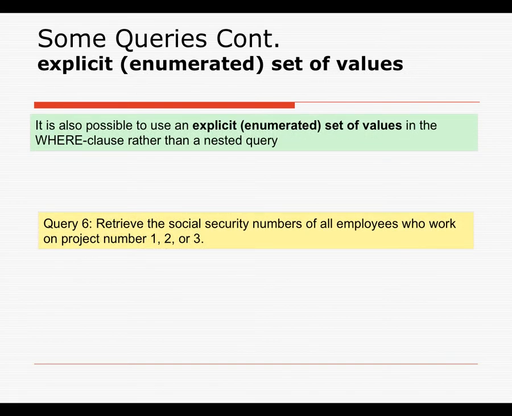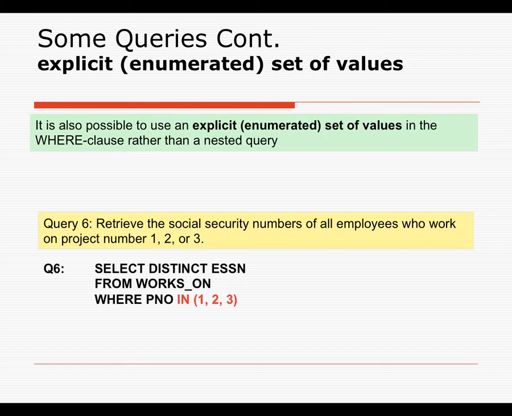If I get into explicit sets of values, I can get into things like retrieving the social security numbers for all employees who work on projects 1, 2, or 3. So again, very simplified. The social security numbers from the works on table where the project number in is 1, 2, or 3. So I'm very specifically calling out those 3 specific project numbers.